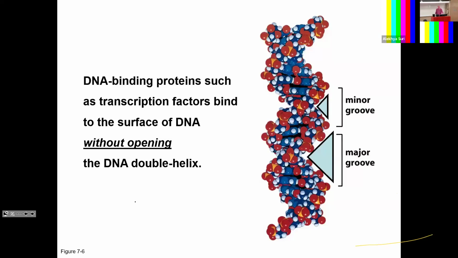What this slide should tell you is that transcription factors will just bind to the DNA. They will not open the DNA. So you want to memorize that transcription factors would not act like, for example, a helicase that would open DNA. Transcription factors would just recognize some part on the surface of the DNA and bind, not opening.